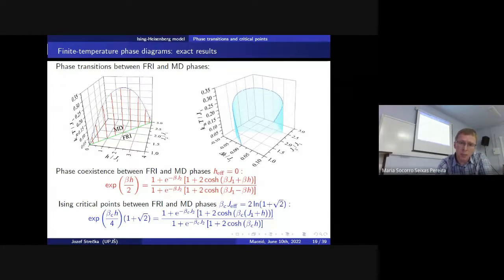So here is a 3D plot of how the solution for this phase boundary between the ferrimagnetic and monomer dimer state looks in the plane of field versus interaction ratio, and on the z-axis is the temperature.